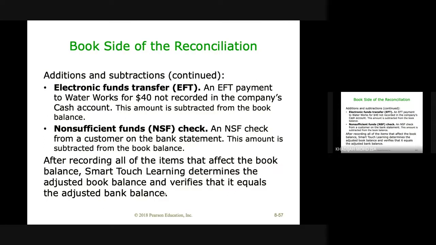EFT, what is this? An EFT payment, right? If it's an EFT payment, then you're going to subtract. So this one is subtracted because it's an expense. Not sufficient funds from a customer on the bank statement, the amount is subtracted from the book balance. So after you reconcile both, you will have an adjusted bank balance, which is the same as the adjusted book balance.